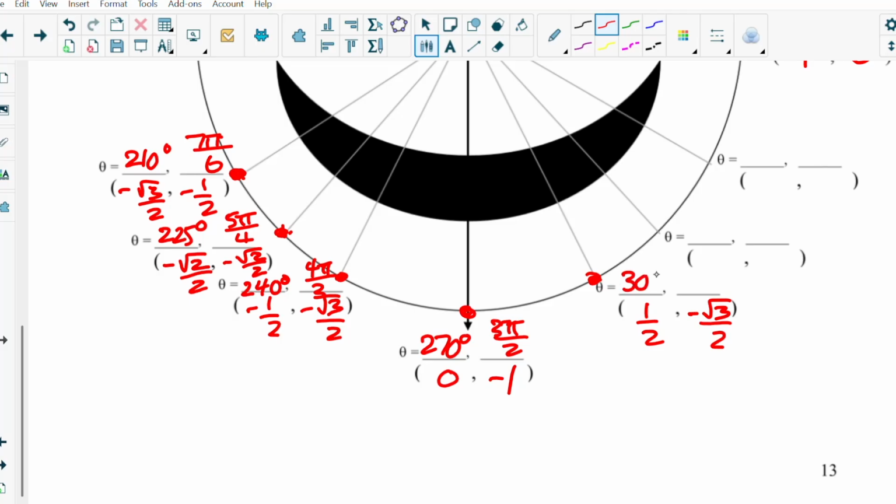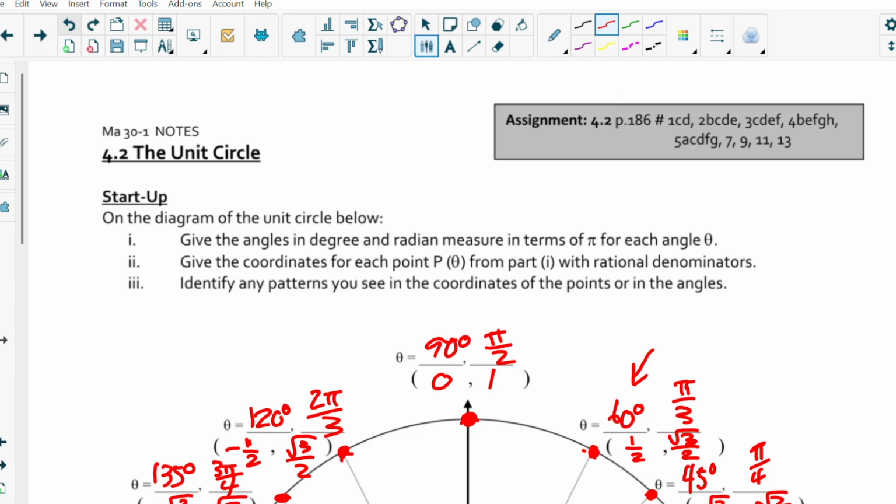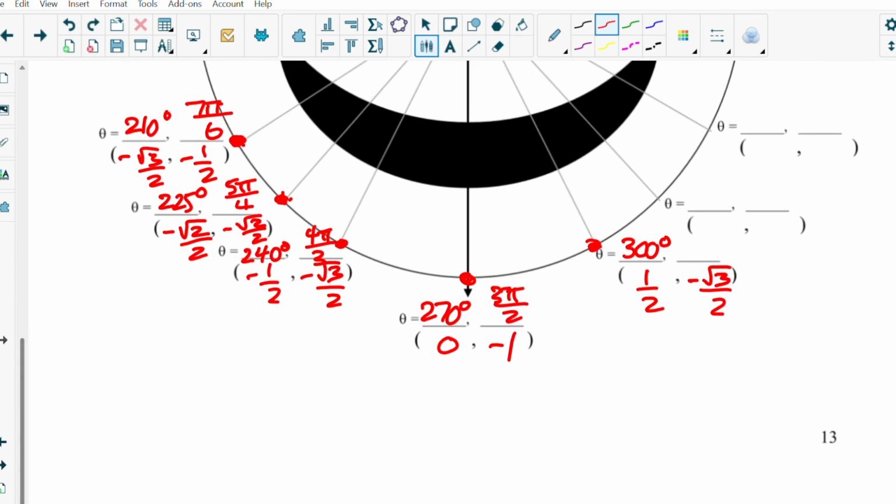Okay. This is also known as 300 degrees. And I know this is 5 pi over 3 because the previous 60-degree point right here, that's 4 pi over 3. So this one, if I go from here, from 240 to 300, that's another pi over 3, so that's 5 pi over 3.